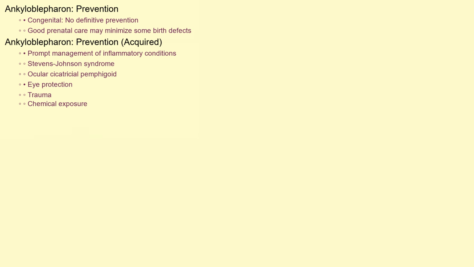For acquired Ankyloblepharon, prevention focuses on prompt and effective management of underlying inflammatory conditions. Early diagnosis and treatment of conditions like Stevens-Johnson syndrome and ocular cicatricial pemphigoid can help prevent the progression of inflammation and scarring that can lead to Ankyloblepharon. Protecting the eyes from trauma and chemical exposure is also critical.